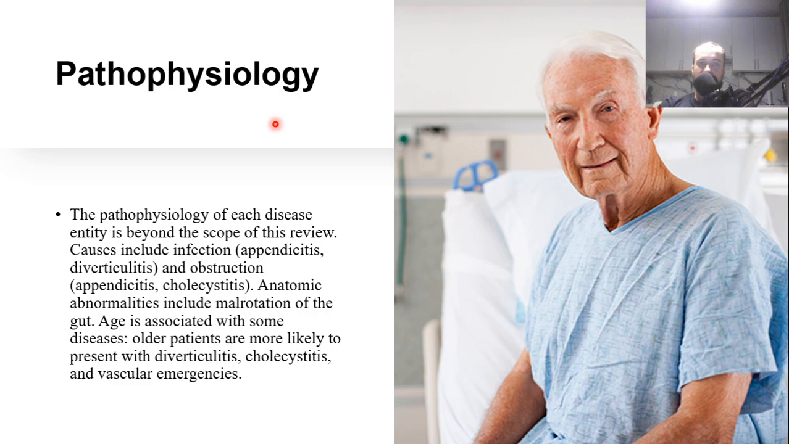Pathophysiology. The pathophysiology of each disease entity is beyond the scope of this review. Causes include infection, like appendicitis or diverticulitis, and obstruction, such as cholecystitis. Anatomic abnormalities include malrotation of the gut. Age is associated with some diseases. Older patients are more likely to present with diverticulitis, cholecystitis, and vascular emergencies.